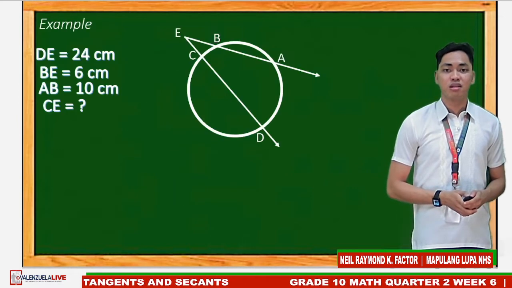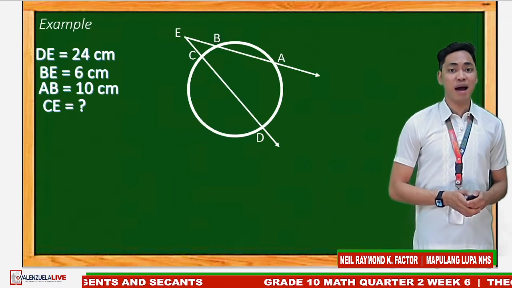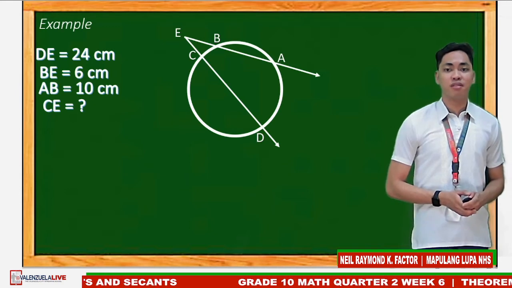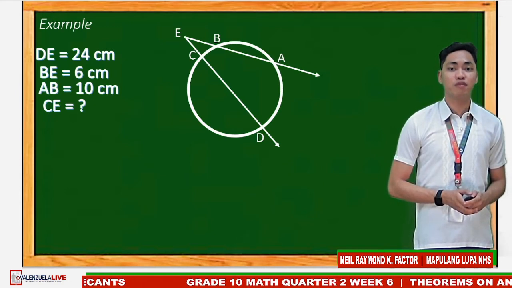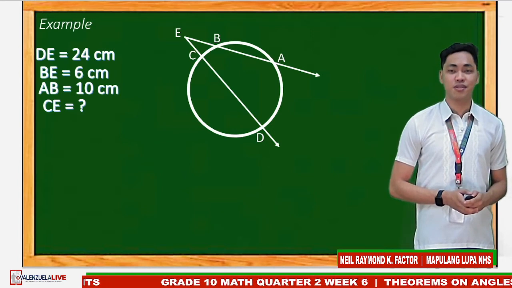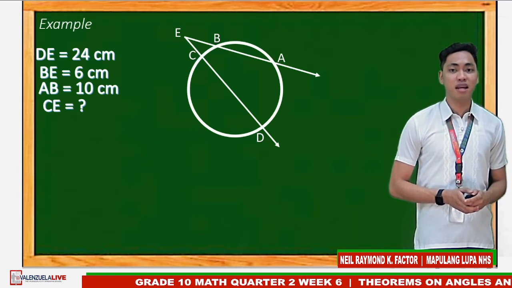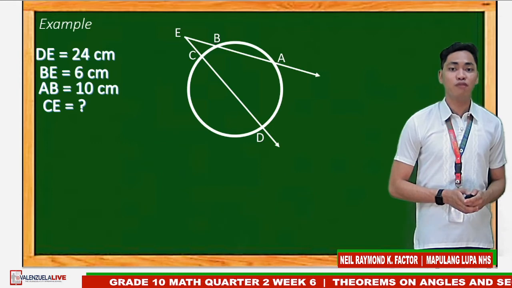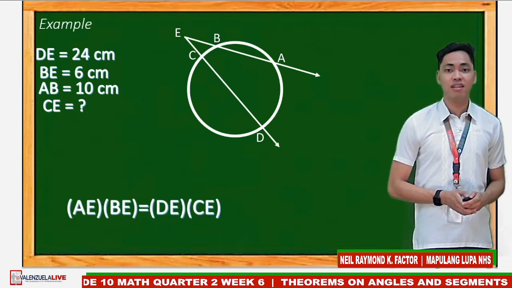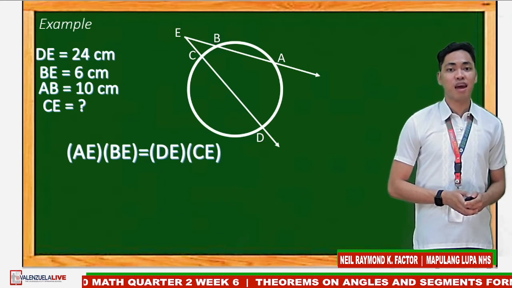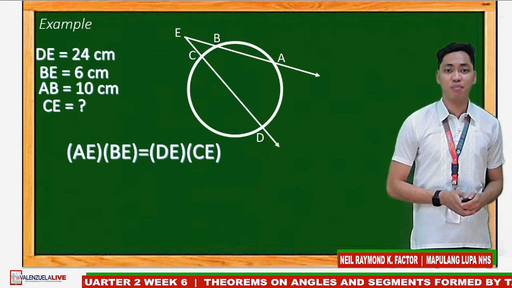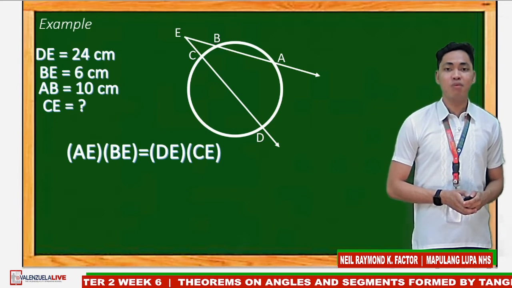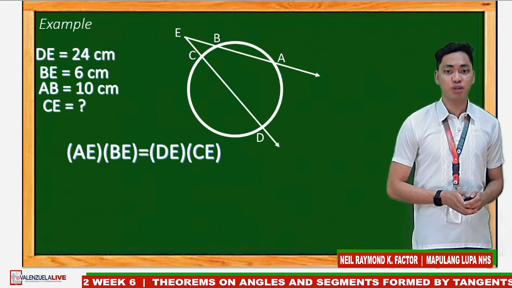Okay? So let us try this example. We have the measure of DE is 24 centimeters. The measure of BE is 6 centimeters. The measure of AB is 10 centimeters. We are to look for the measure of CE. Again, we have AE times BE is equal to DE times CE, applying theorem number 3. Then we just substitute corresponding measures.